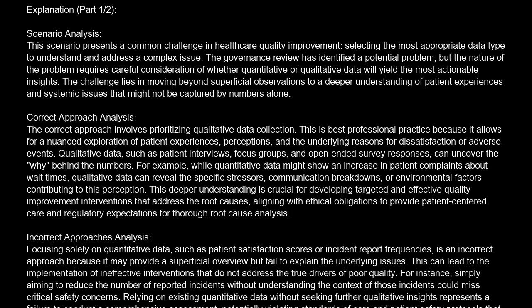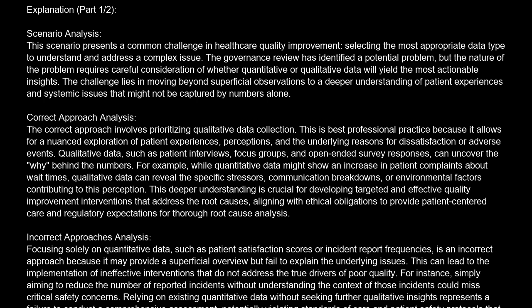The correct answer is C. Conduct in-depth patient interviews and focus groups to explore their experiences and perceptions of communication during care transitions. Explanation. Scenario analysis. This scenario presents a common challenge in healthcare quality improvement, selecting the most appropriate data type to understand and address a complex issue.